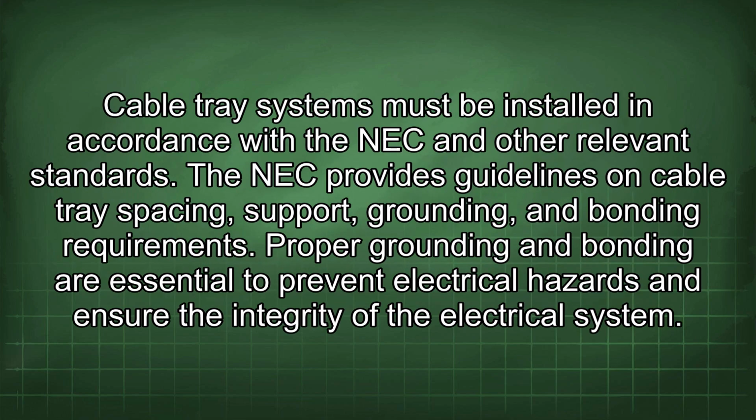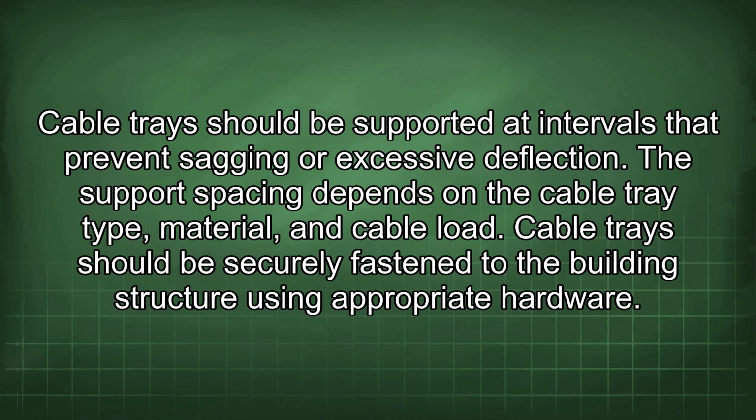Cable tray systems must be installed in accordance with the NEC and other relevant standards. The NEC provides guidelines on cable tray spacing, support, grounding, and bonding requirements. Proper grounding and bonding are essential to prevent electrical hazards and ensure the integrity of the electrical system. Cable trays should be supported at intervals that prevent sagging or excessive deflection. The support spacing depends on the cable tray type, material, and cable load.